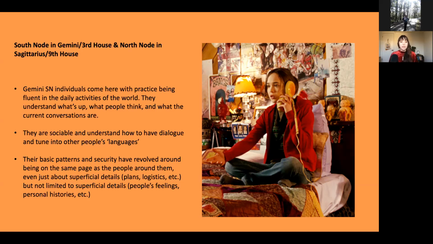And their basic patterns and security, which is what the South Node is. Pluto is our deep soul level security, and the South Node is how we have achieved that in the past. So for Gemini South Node, the security has revolved around just being on the same page as the people around them. That can be about superficial details like plans and logistics. And it can also not be superficial. It can be how people feel, what's going on in their deep psyche. They could be really tuned in with the people around them.